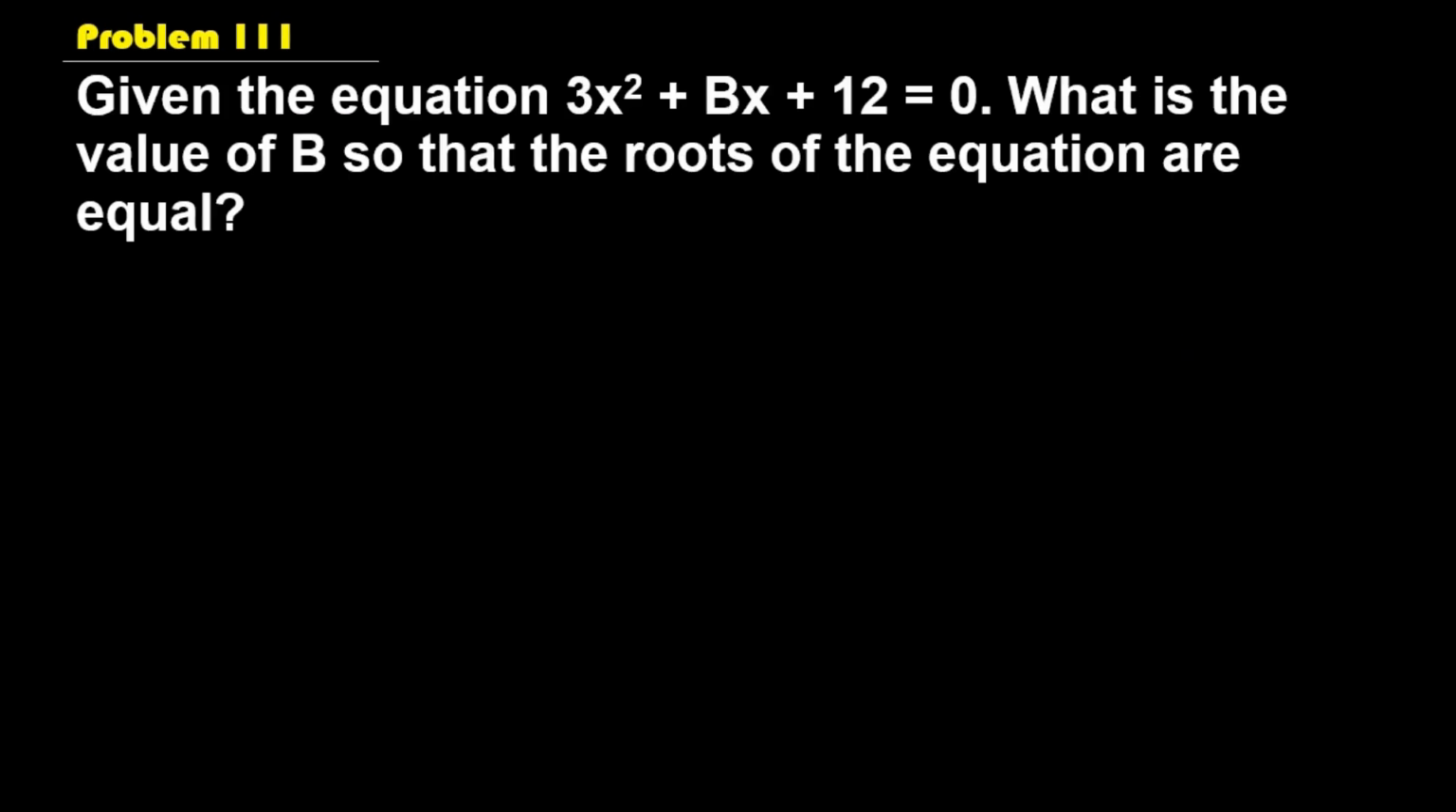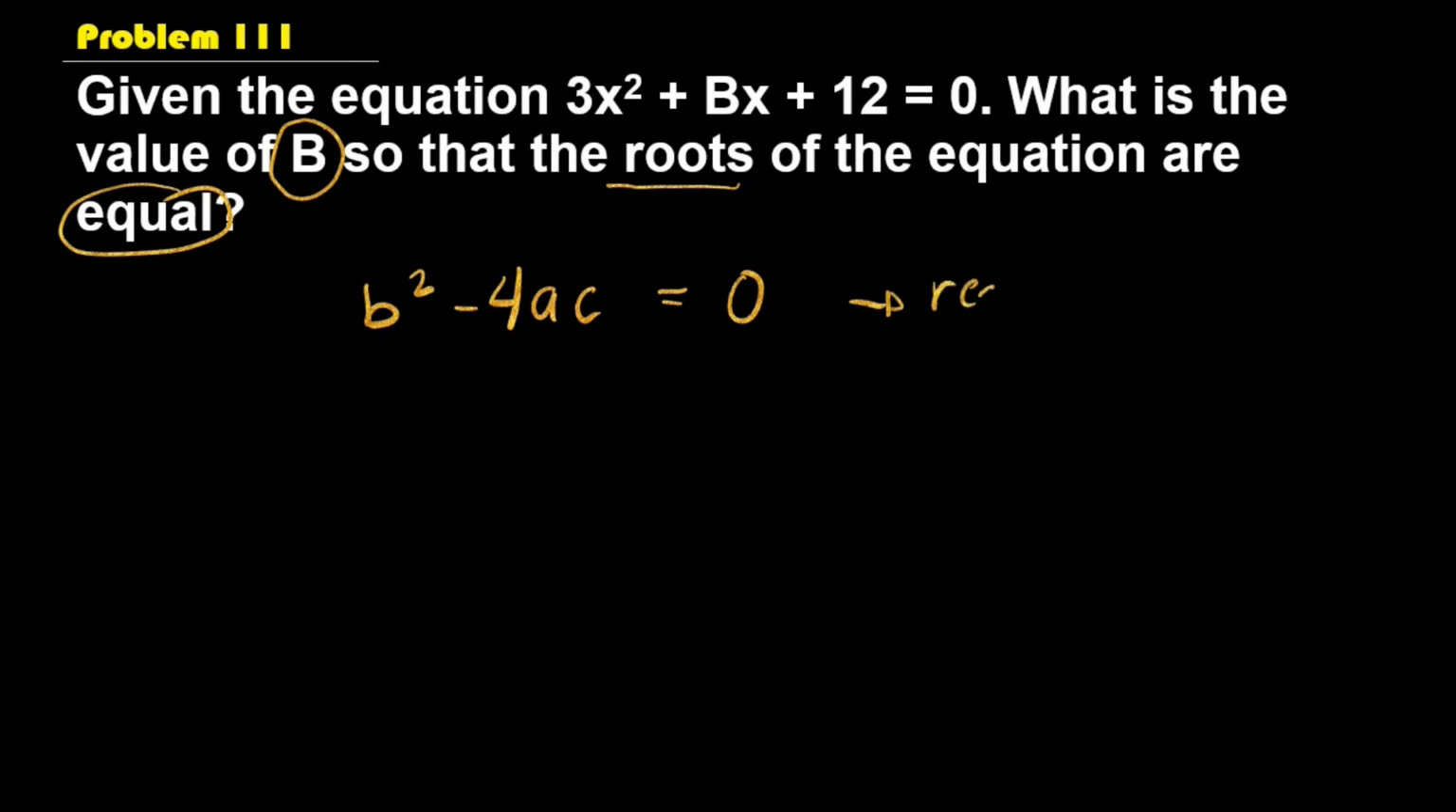For our last problem para sa video na to, problem 111. Given the equation 3x squared plus bx plus 12 equals 0, what is the value of b? So, kailangan mo malaman yung b para daw yung roots mo ng equation are equal. So, ganun ulit, dapat daw ang discriminant mo or yung b squared minus 4ac mo is equal to 0. Dahil pag ganito, meaning real and equal yung nature of your roots. So, ganun lang gagawin natin.